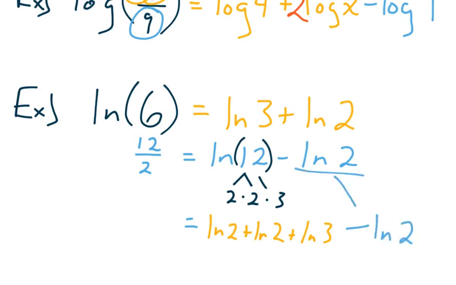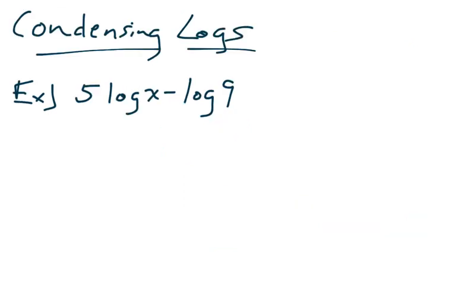And so what do you see? I hope that you see that these logs will cancel. And interesting, we end up still with the same answer. Properties of logs. They allow us to work with logs. They allow us to expand them. And they also allow us to condense. Now, condensing would be the opposite direction, where we try to take what was 2 and turn it into 1.